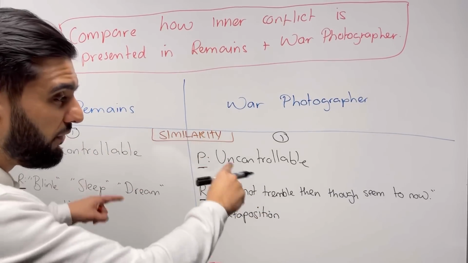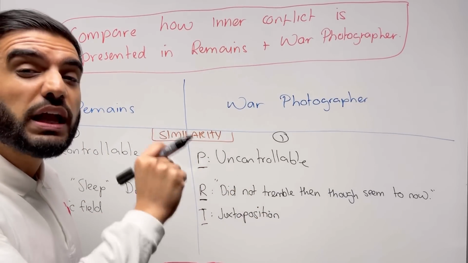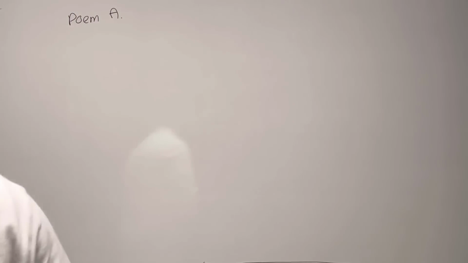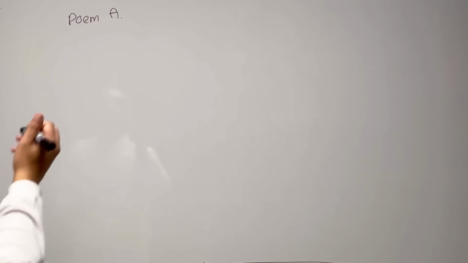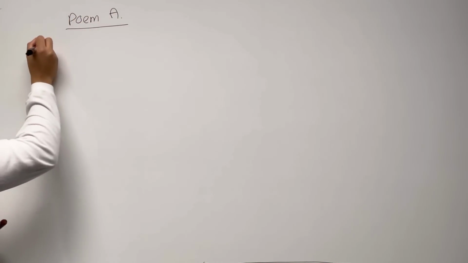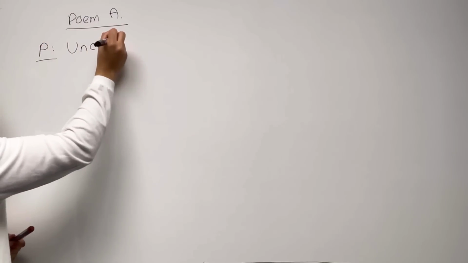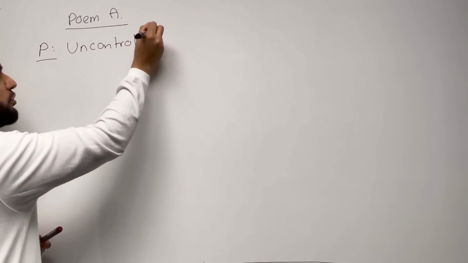Now, let's put all of this into a plan for a paragraph. So let's begin from the top. My point for the poem, guys, let's call it poem A. Now guys, poem A was what? Poem A was War Photographer. So we will say that poem A is War Photographer. Now what was my point for poem A? My point, guys, was that inner conflict is presented as being uncontrollable.